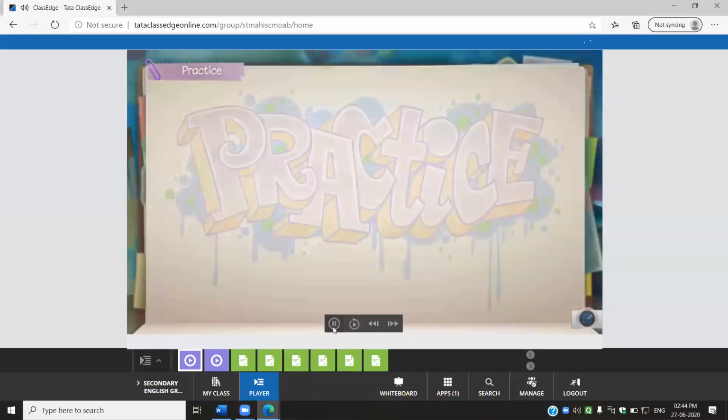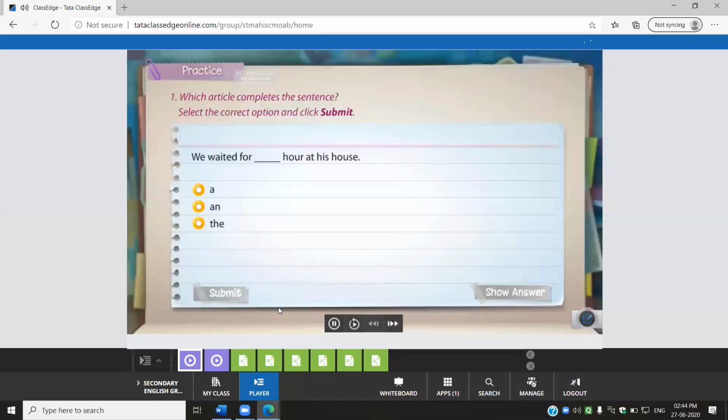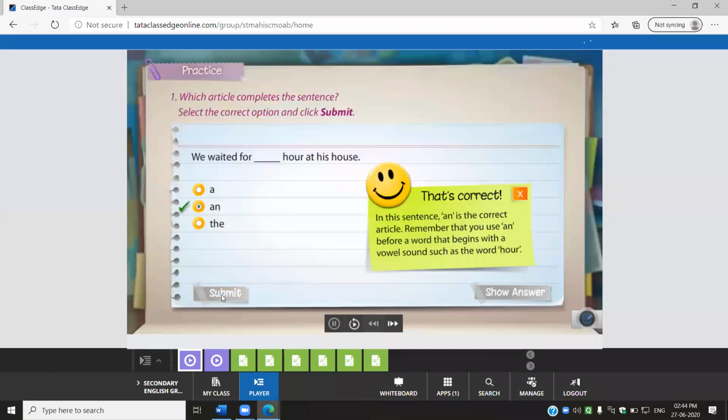Now that you have learnt how the articles a, an, and the are used, let's see if you can answer a few questions. Which article completes the sentence? Select the correct option and click Submit. That's correct. In this sentence, an is the correct article. Remember that you use an before a word that begins with a vowel sound, such as the word hour.